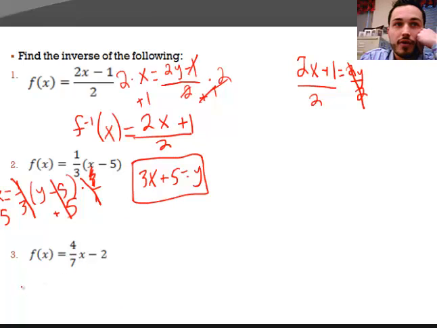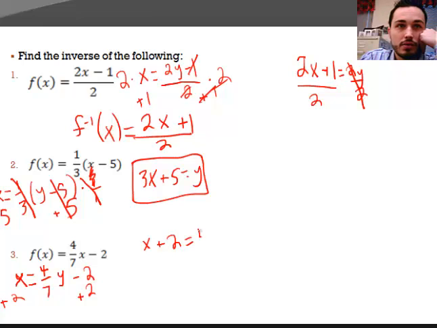Once again, we've got a fraction here. It'll be solved the same way. So swap your x and your y's. You've got x equals 4/7 y minus 2. First thing we're going to do is add the 2. So now I've got x plus 2 equals 4/7 y.